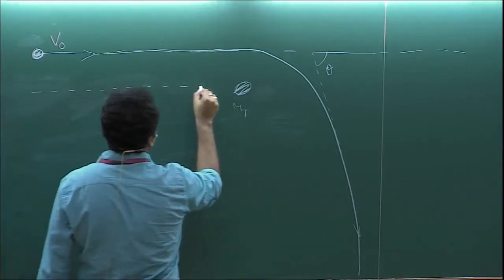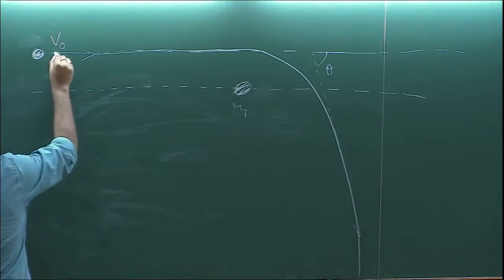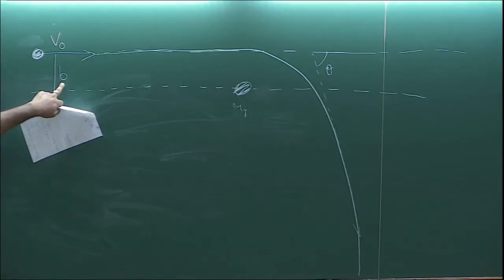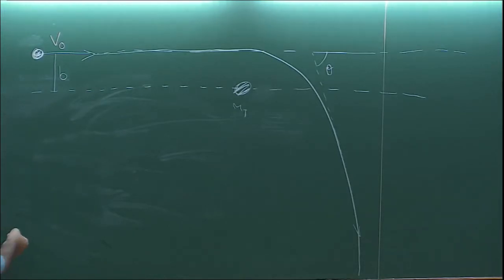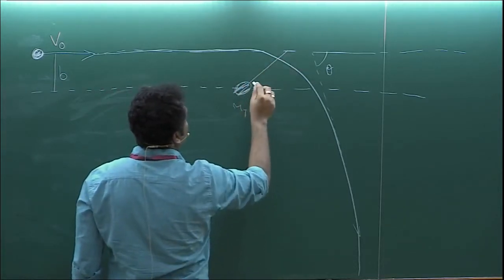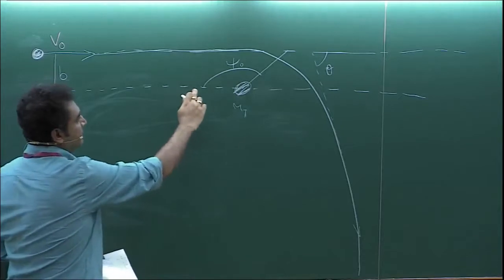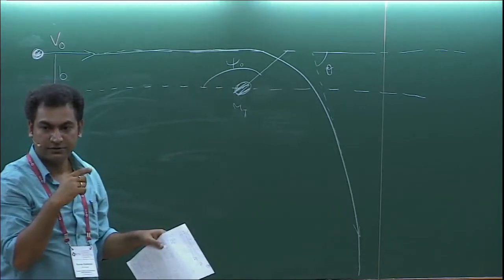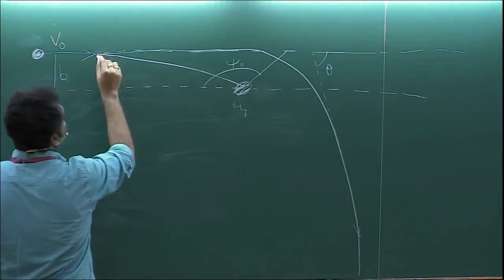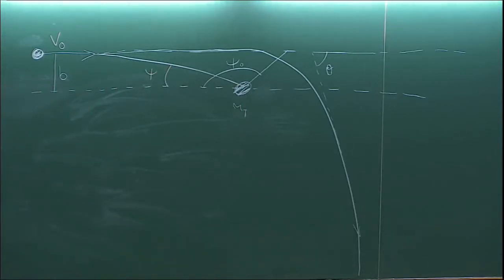Let's draw a parallel line this way. Let's call it B. We'll keep coming back to this quantity. This quantity is called the impact parameter. Then let's define some angle. Let's call it psi zero. That is the angle between this line and the point of closest approach. And let's say the connecting vector makes an angle psi at any given point in time.